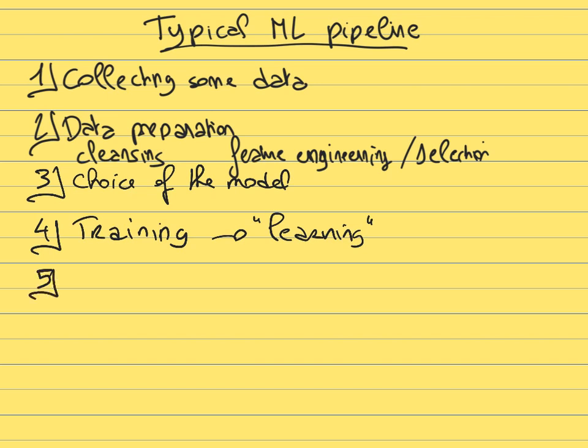Step 5 is the step where you will need to tune the hyperparameters. So you will need to do some tuning of the hyperparameters of your model.